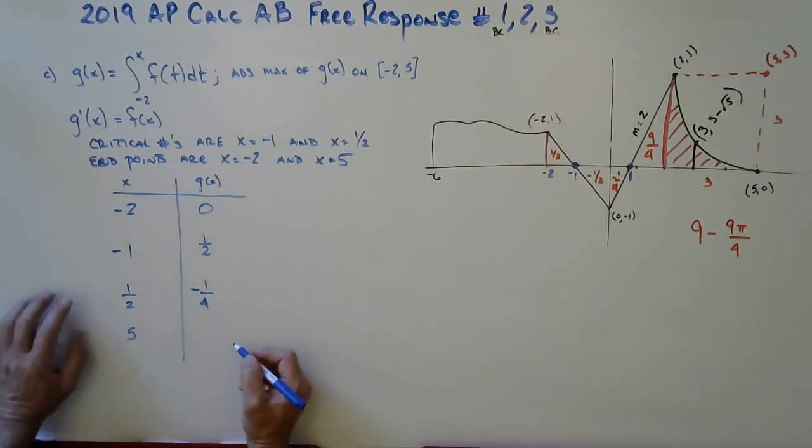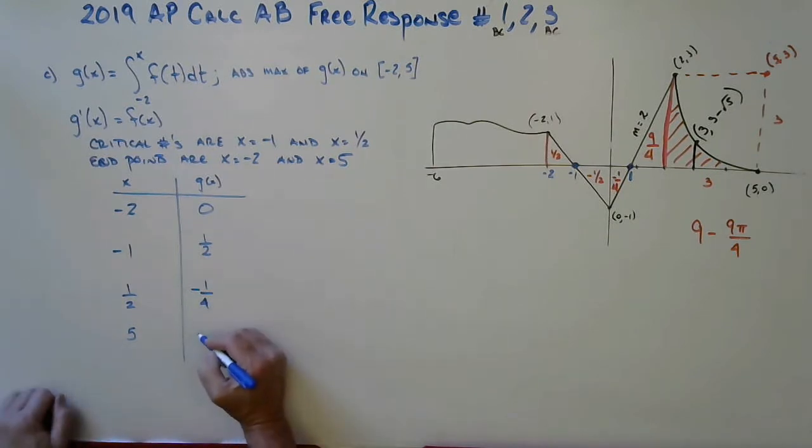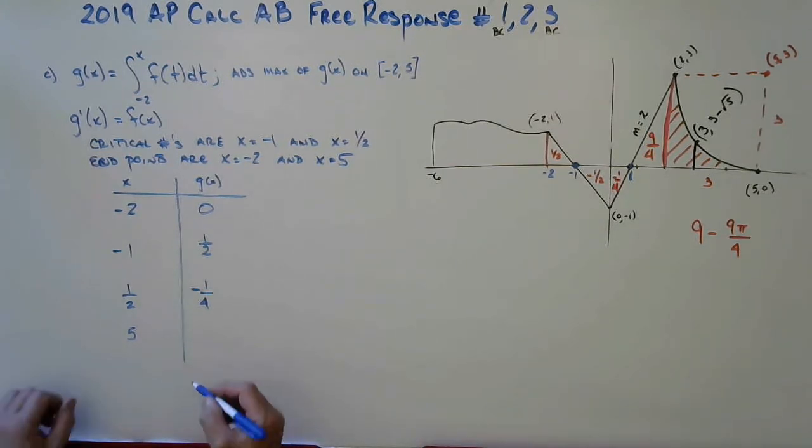And then we need g of 5, right? G of 5. We just found g of 5. Well, we used it in the previous problem, right? It was 11 minus 9 pi over 4.